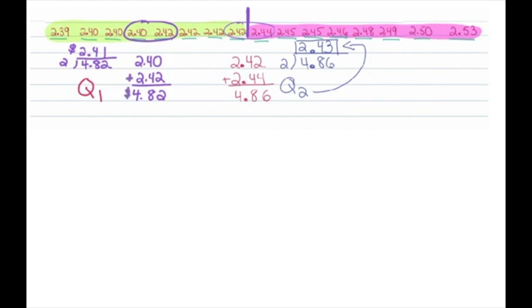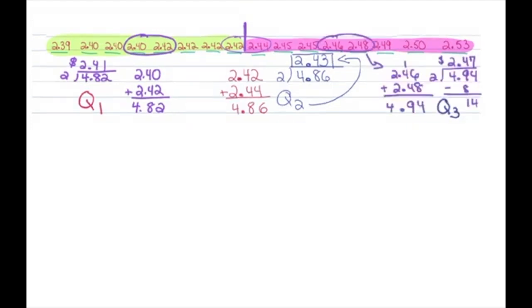So Q1 is $2.41. Now to find Q3. My 2 middle numbers are $2.46 and $2.48. When I add them, I get $4.94, and then I divide by 2 to get $2.47. Hence, Q3 is $2.47.